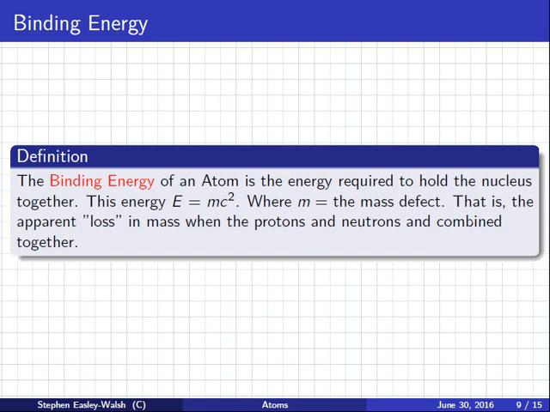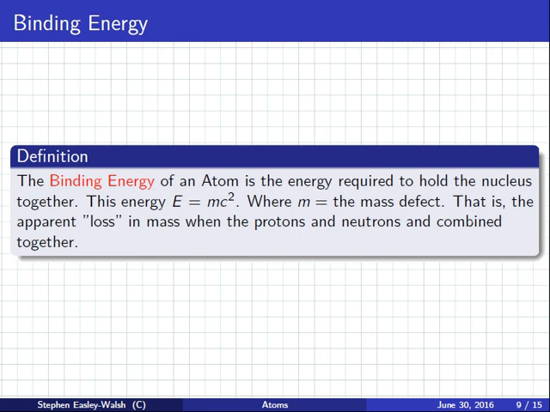Is it the proton and neutron all combined together? Say again, Christy? That is the apparent loss in mass when the protons and neutrons are combined. Yeah, are combined together, sorry, not and combined together. Are combined, not and combined.